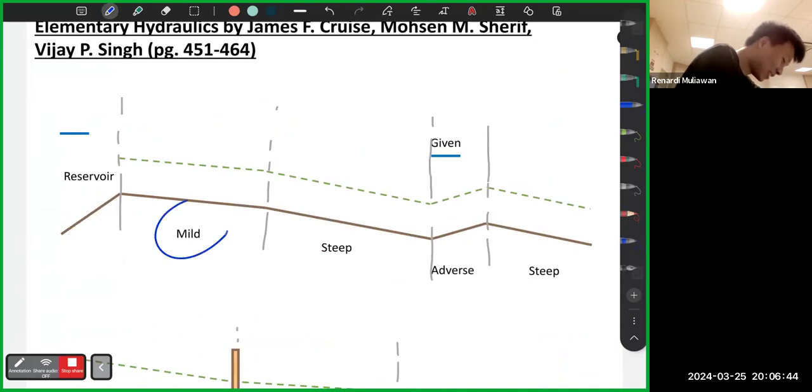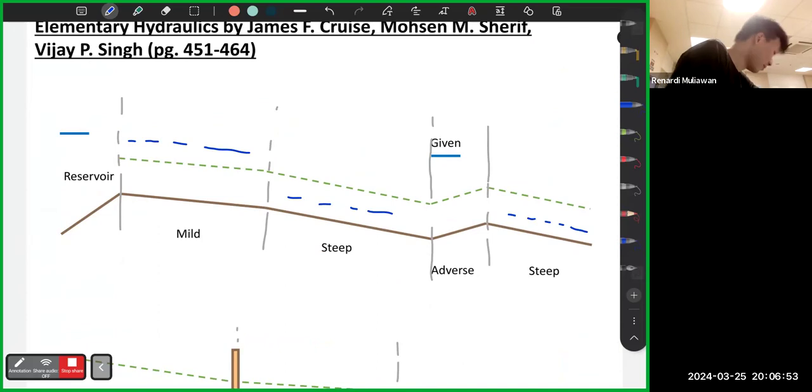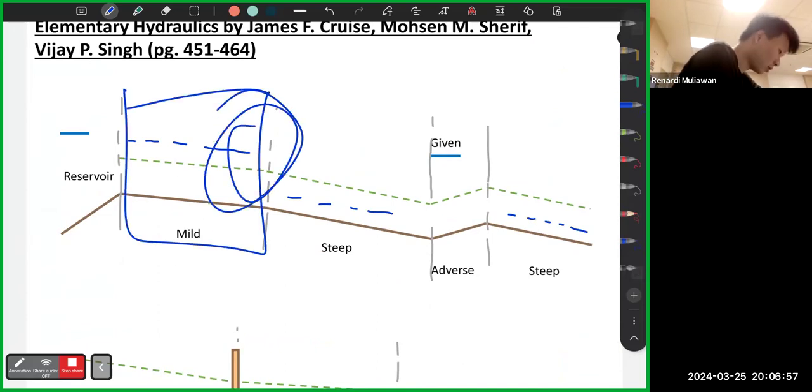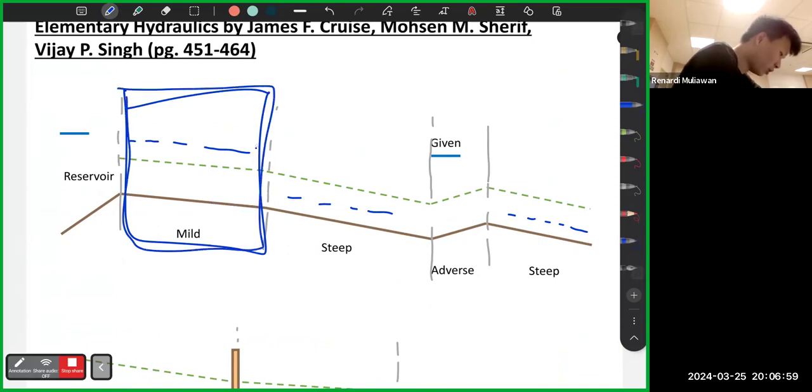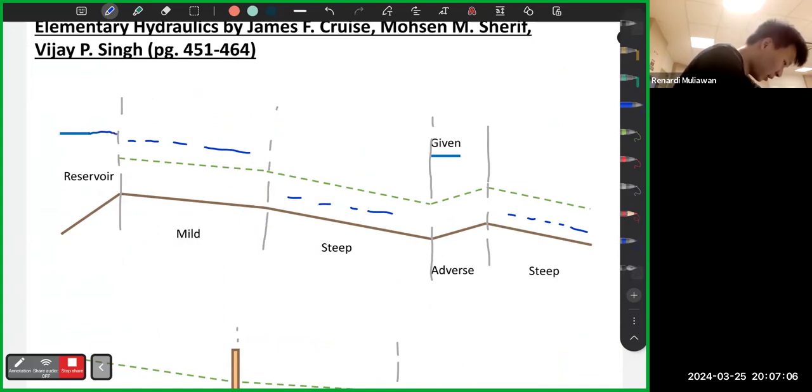Okay, so mild slope. Yn is here, steep Yn is here, adverse has no Yn, and steep Yn is here again. Mild is downstream control, so if you draw a box, you only care about what's downstream, and the curve is downstream. So from the reservoir to the mild slope, there's nothing, just a direct transition like this. Then downstream there's something here, so M2.